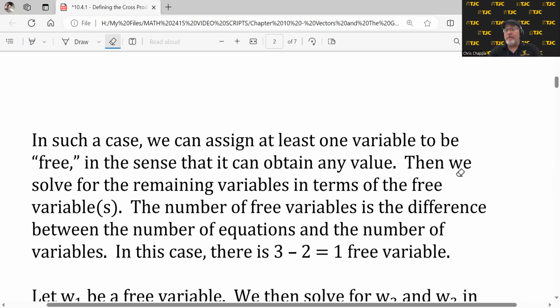In general, the number of free variables is the difference between the number of equations and the number of variables. So in this case, there's 3 equations, 2 variables. 3 minus 2 is 1. We're going to have 1 free variable.